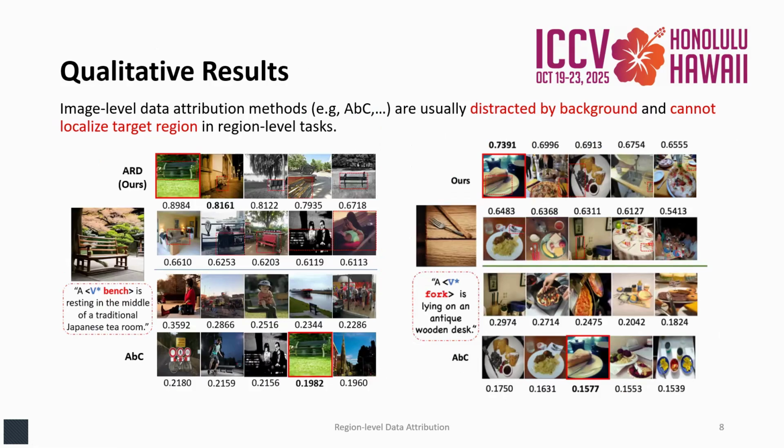Image-level attribution methods are usually distracted by the background. For example, here we show the top one retrieved image by ABC, and it is distracted by the background of the pink tree, although this image does not have any bench.